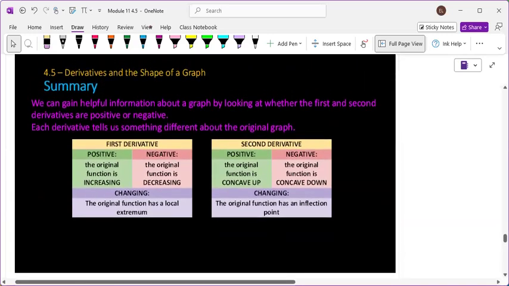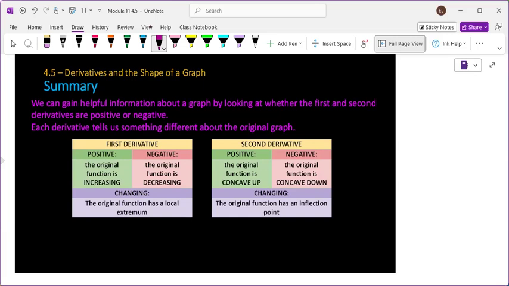All right, so here's a summary slide, but it is not our last slide. This just summarizes all the information. With our first derivative, when it's positive, the original function is increasing. When its first derivative is negative, the original function is decreasing. When the first derivative changes, we have a local extremum, meaning a max or a min. On the second derivative, positive is concave up, negative is concave down. When it changes, we call that an inflection point.